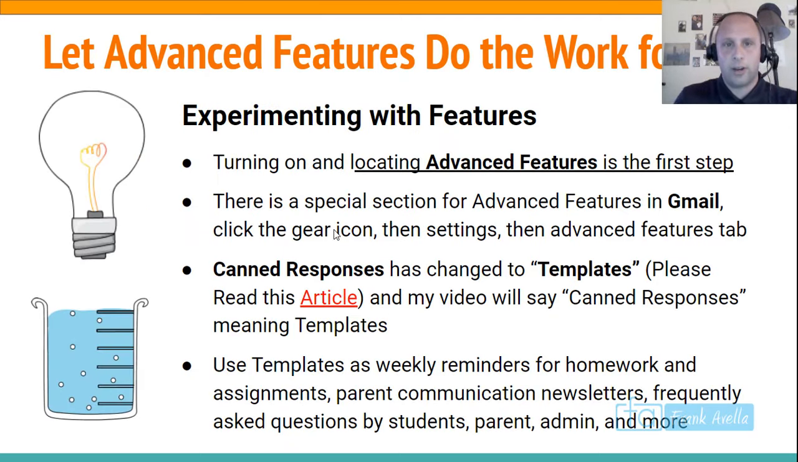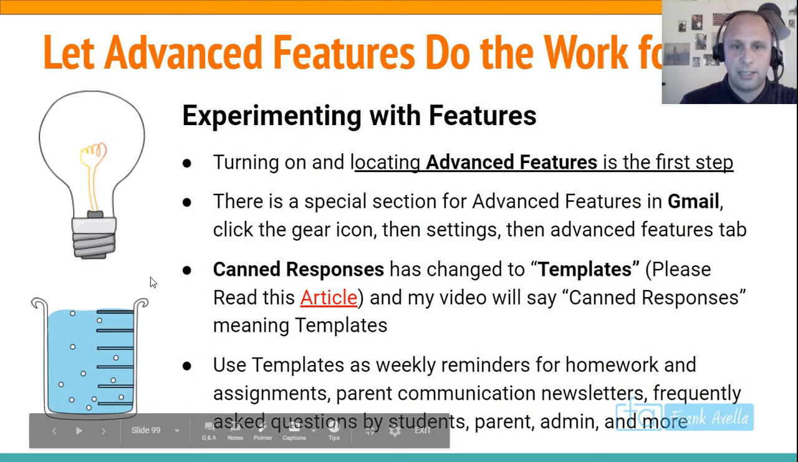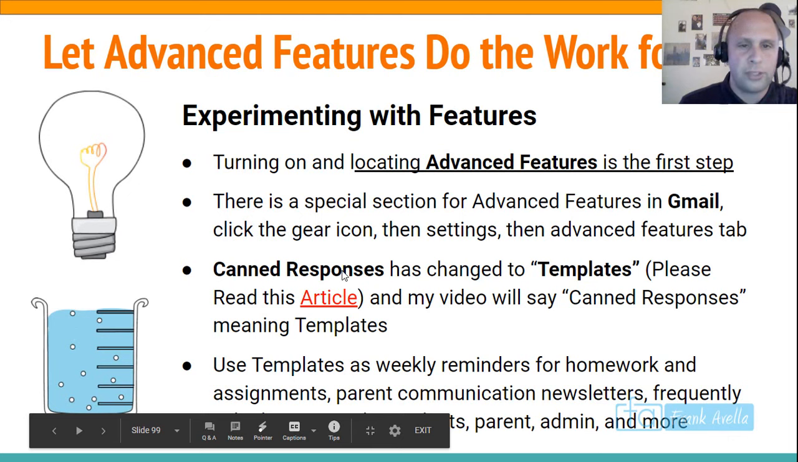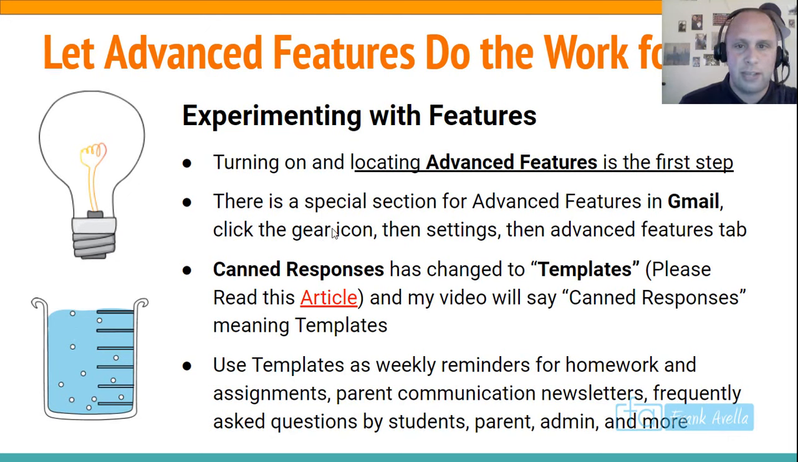Experimenting with features. Turning on and locating advanced features is the first step. The first thing you have to do is find this section. There's a special section for advanced features in Gmail. Just like almost everything, to get to settings, and this is a good tip here, you go to this little gear icon, go down to settings, and then go to the advanced features tab. It'll be right up there on the top. There's a video where I show you this.